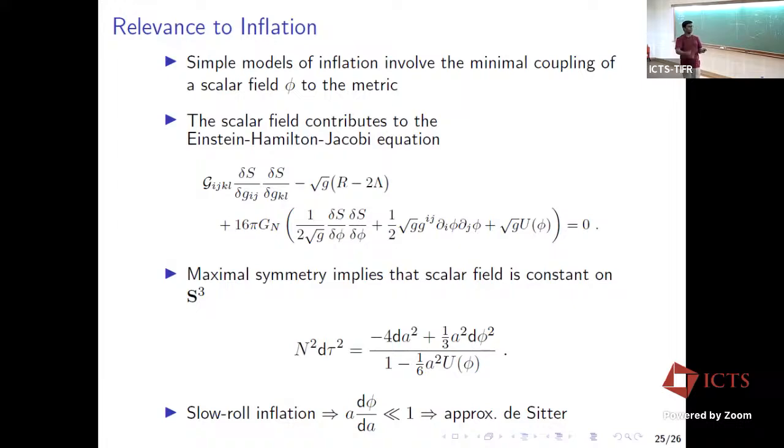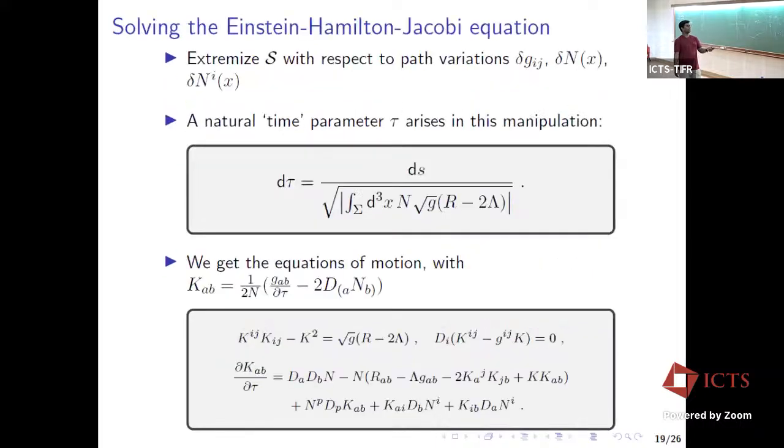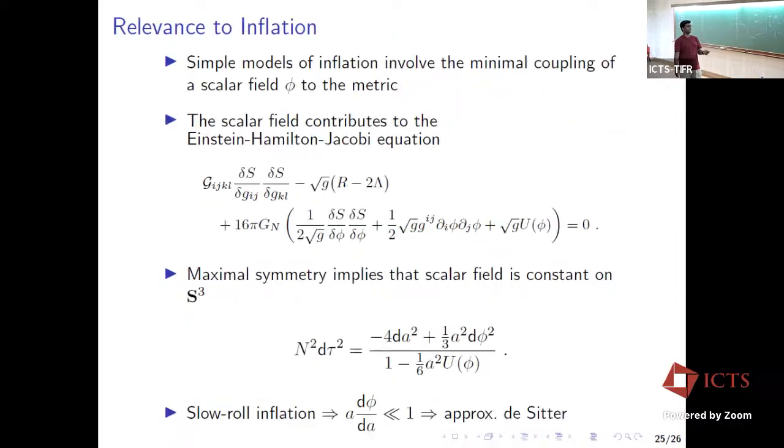There's another condition which comes from looking at the Einstein equation, this one, which also tells us that the second derivative of the potential has to be small enough for the evolution to be approximately de Sitter.